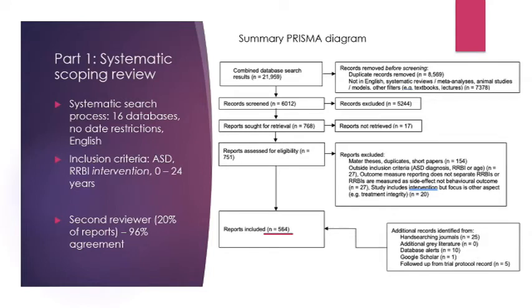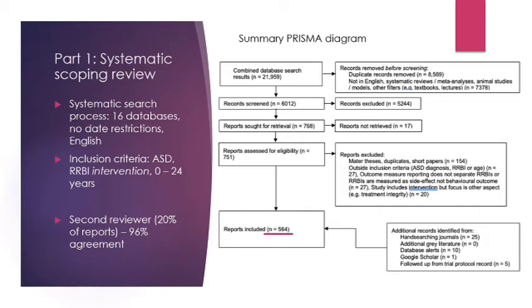So I carried out a systematic scoping review. Now, scoping reviews are exactly the same as systematic reviews when it comes to the search process, but they really aim to describe a research area, not so much to evaluate effectiveness of interventions. So my search was quite broad. I searched 16 databases. I didn't have any date restrictions, but publications had to be in English. My inclusion criteria were again quite broad. There had to be a diagnosis of ASD. The study had to evaluate an intervention targeting RRBIs, and the age range was 0 to 24 years.